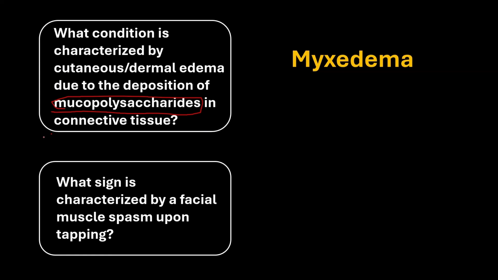All right. We'll do one more, then I can open the floor to questions. So what sign is characterized by facial muscle spasm upon tapping? Yep. It's associated with hypocalcemia, and that's Chvostek sign. All right.